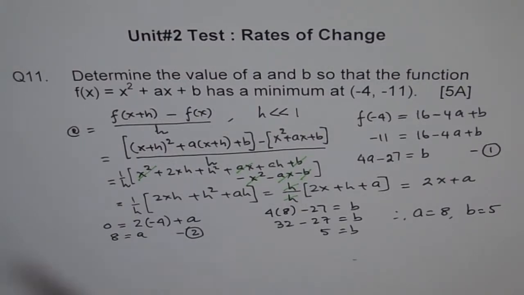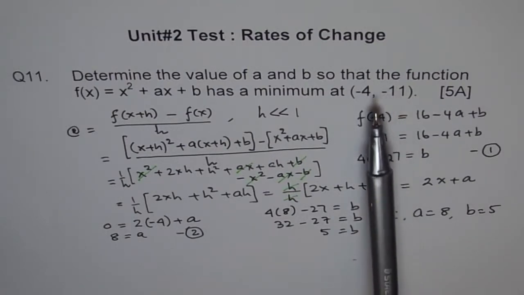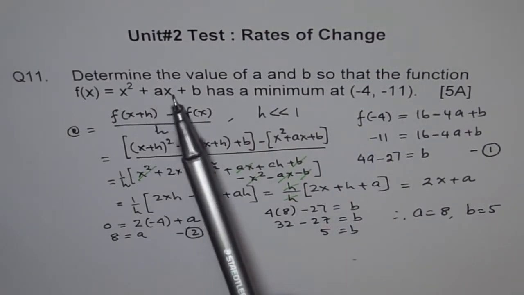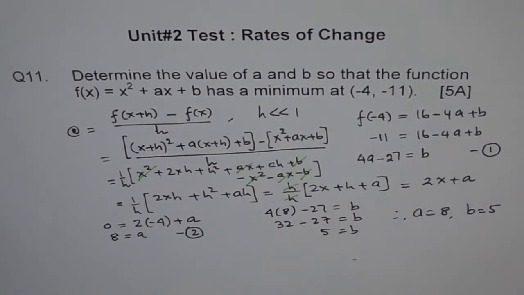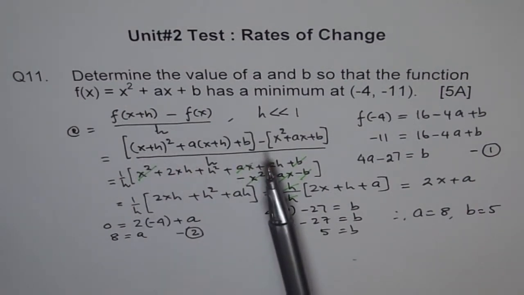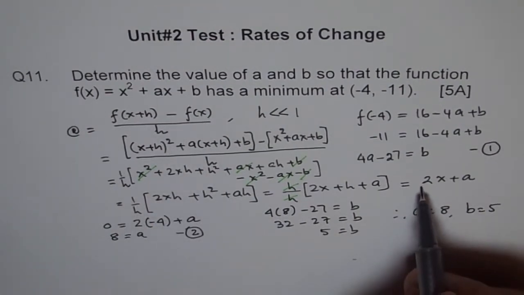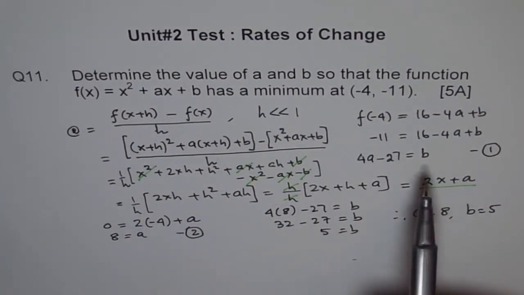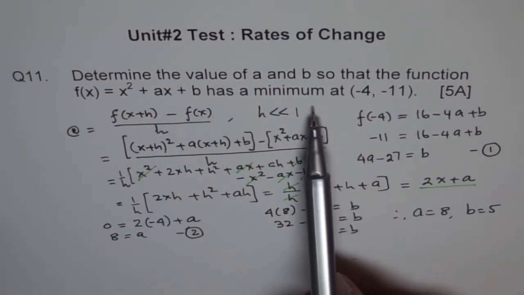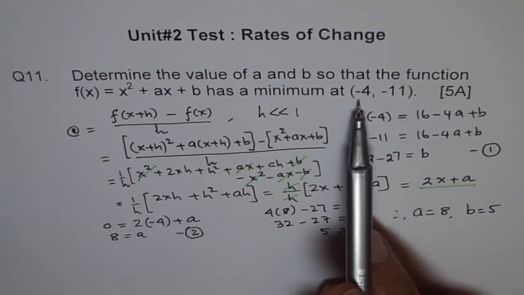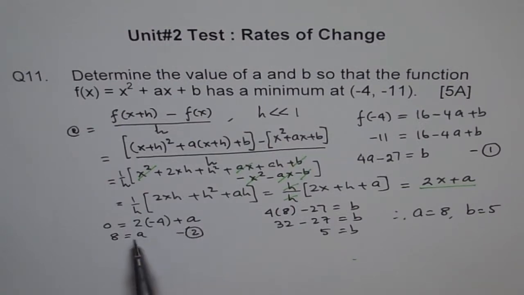We had to find two variables, a and b, and therefore we needed two equations. The first equation we got from the point itself. Since the point is on the function, we found f of minus 4, which is minus 11, and plugged in minus 4 here. We got a relation between a and b as equation 1. Then we used the difference quotient method to find the instantaneous rate of change for this function at any point, and that happened to be 2x plus a. Since the minimum occurs at x equals minus 4 and the instantaneous rate of change should be 0 at that point, we equated 0 to 2x plus a. Since the x value is given as minus 4, we substituted minus 4 here and calculated a. So a was equal to 8.